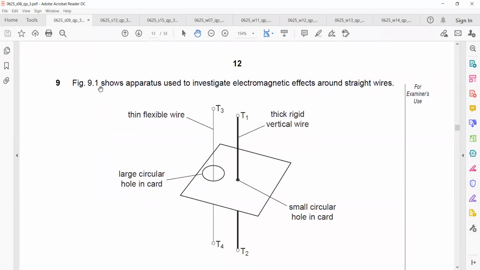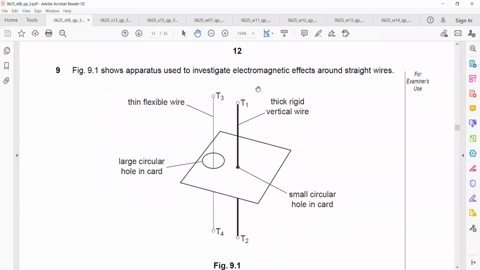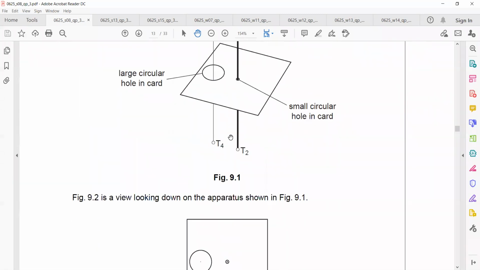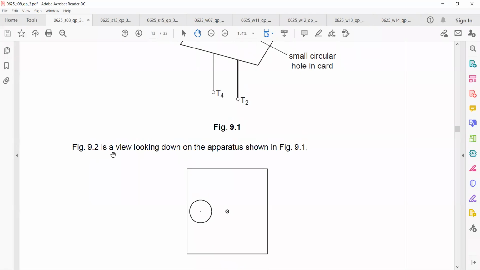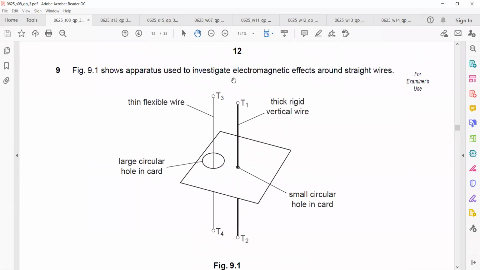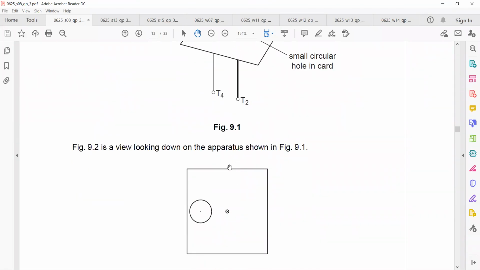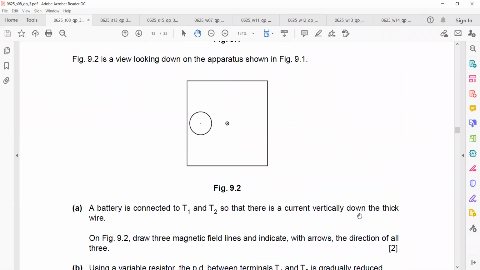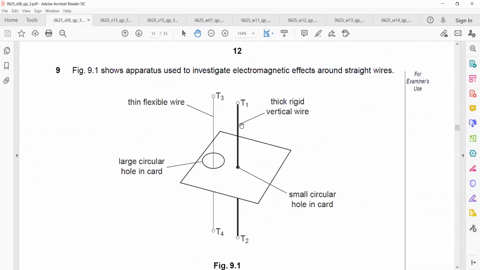In the figure, 9.1 shows an apparatus used to investigate the electromagnetic effect around a straight wire. You can see the two wires are there. Figure 9.2 is a view looking down, meaning you're looking from the top down at the paper. A battery is connected to T1 and T2, so there is a current vertically down. So from T1 and T2, the current is going down, or into the paper.